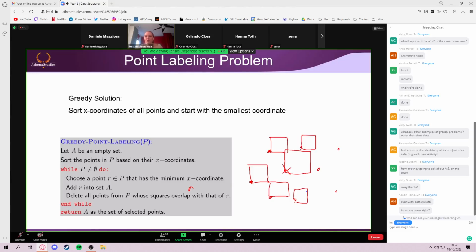Start with bottom left, it's an XY plane, right? Yeah, I'm kind of confused because in the slides they said just sort all X coordinates. So that would mean starting from the left and going to the right no matter the height. But I'd also say use the XY coordinates and start with the smallest and move up diagonally to the right.